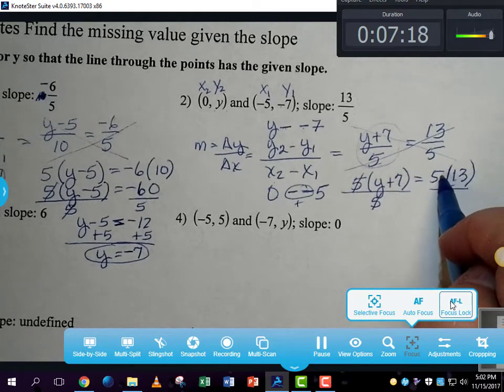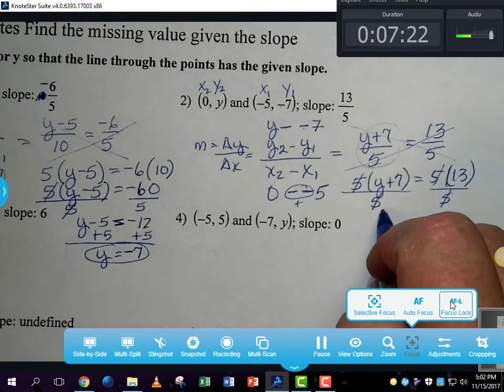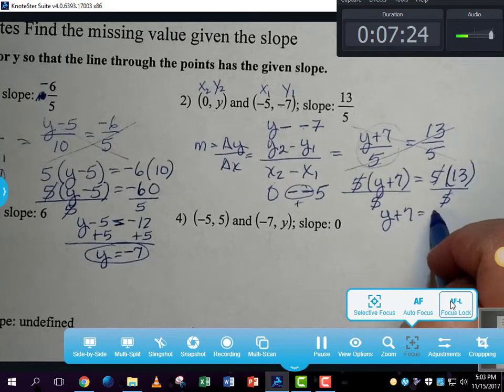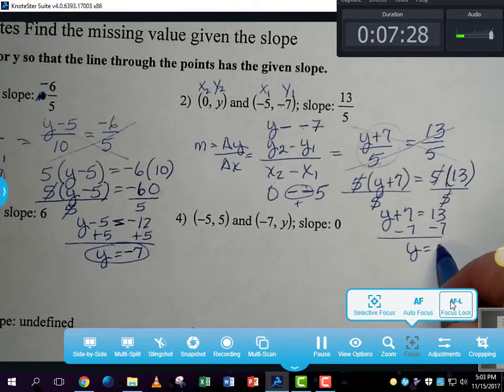Same here. Before we multiply, we can simplify: 5 divided by 5 is positive 1. So then I end up with y plus 7 equals 13. Subtract the 7 from both sides, and I get y equals 6.